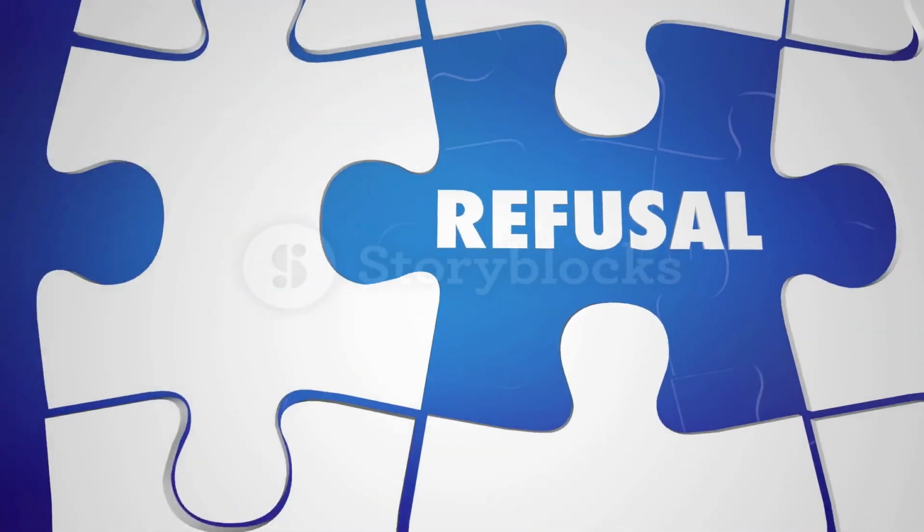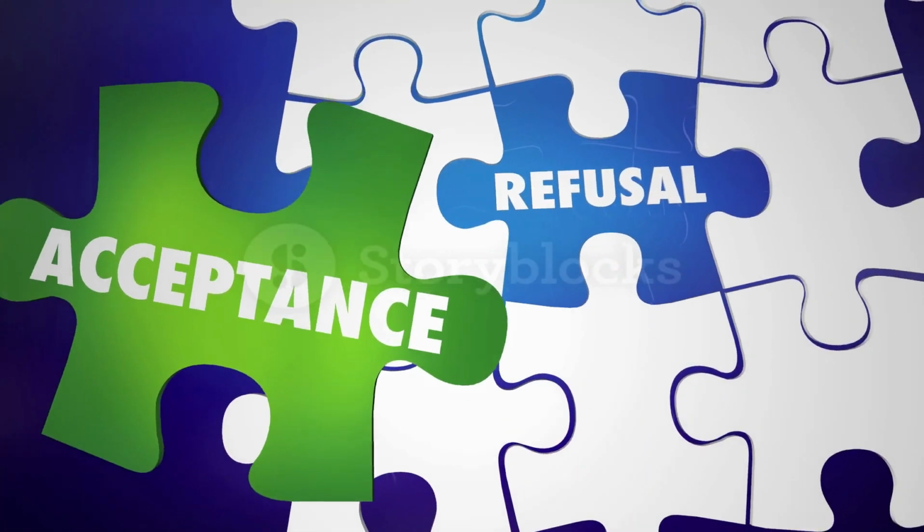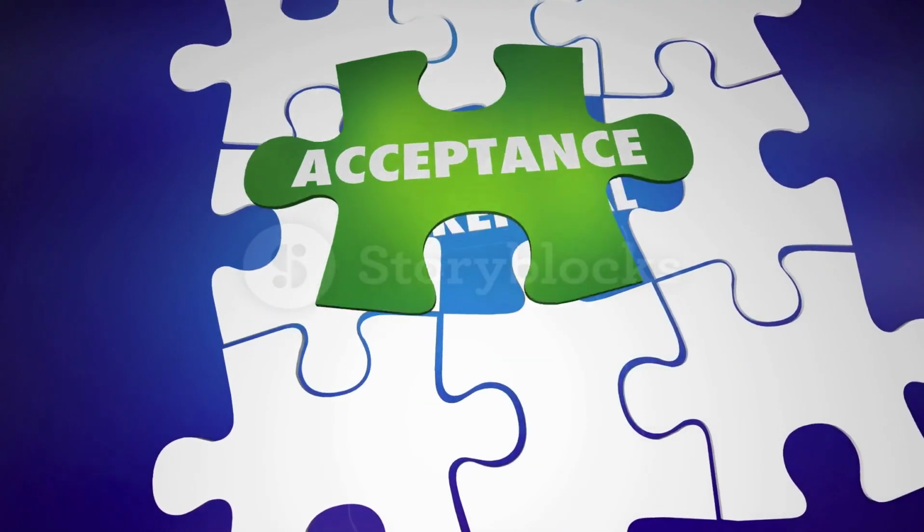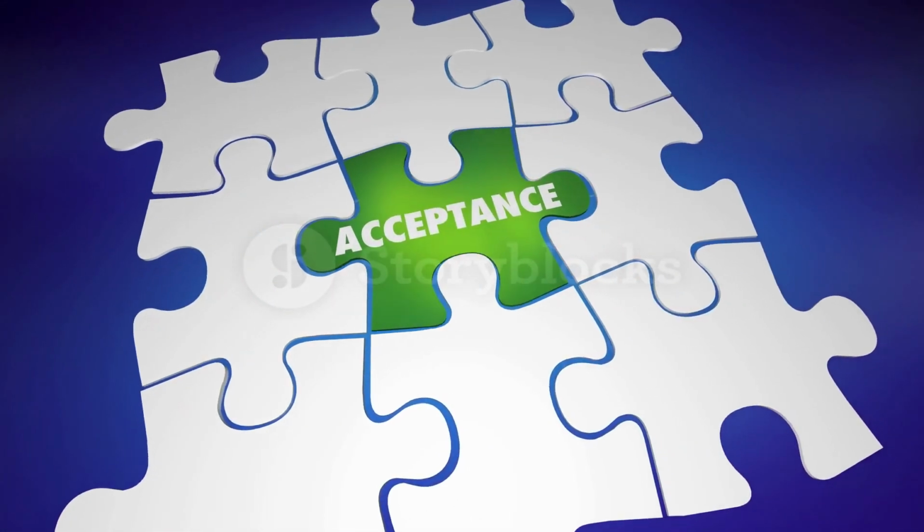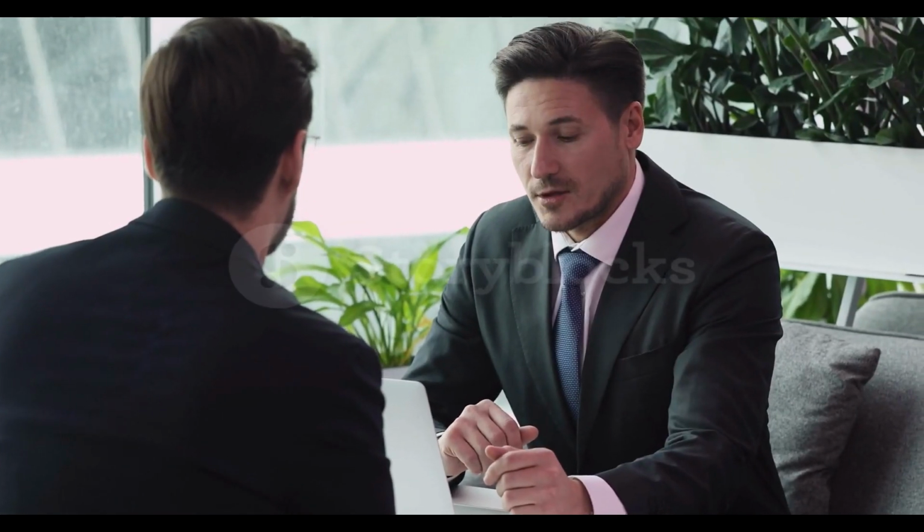Next is acceptance. This occurs when the other party agrees to the terms of the offer. Acceptance must be communicated clearly and must mirror the terms of the offer exactly. This is known as the mirror image rule. If you counter the offer or change any terms, that's not acceptance, it's a new offer.